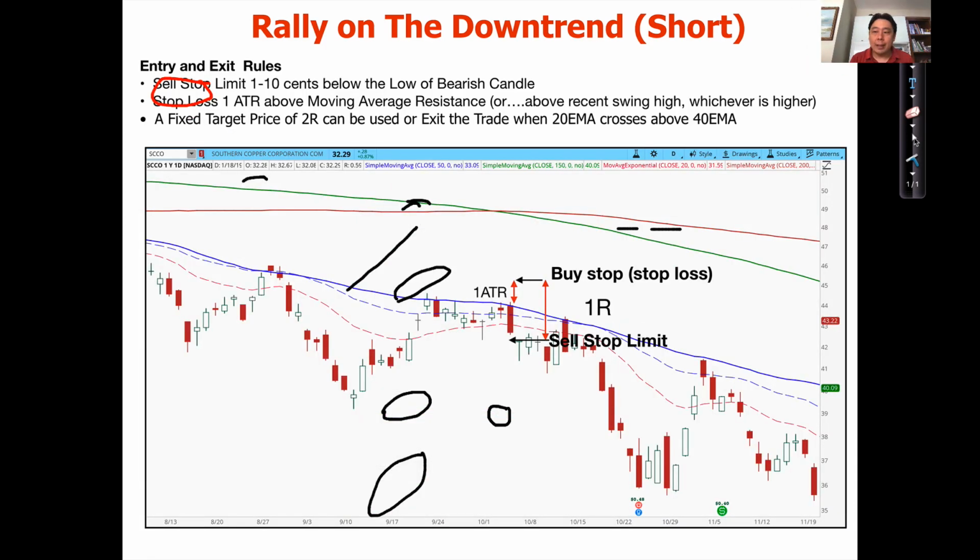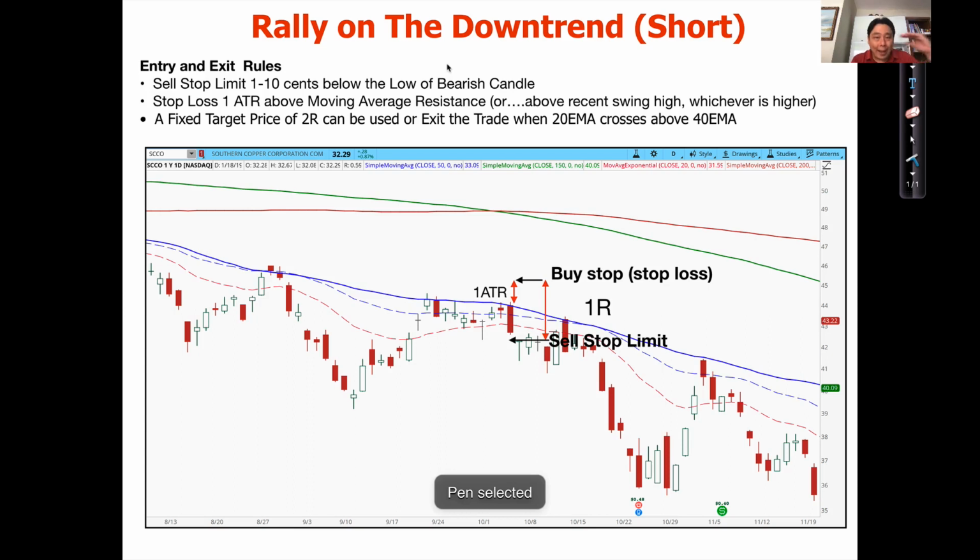So once the setup is confirmed, we place our entry and stop loss, and if you want, a profit target as well, or no profit target, ride the trend down. Okay, so for a short setup, our entry would be a sell order. All right, so we put a sell stop limit order 1 to 10 cents below the low of the bearish candle.